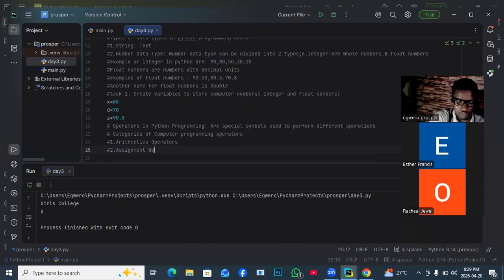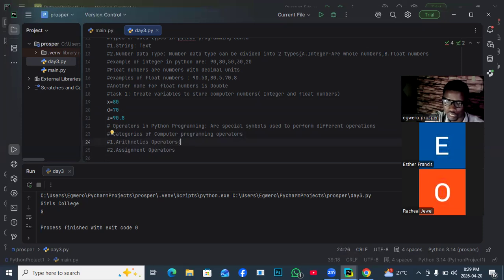Operators. We have assignment operators, right? So, like I said, all the calculations we are going to perform will be either arithmetic operators or assignment operators. We still have other ones, but these are the most used ones. So let's highlight some of their examples.